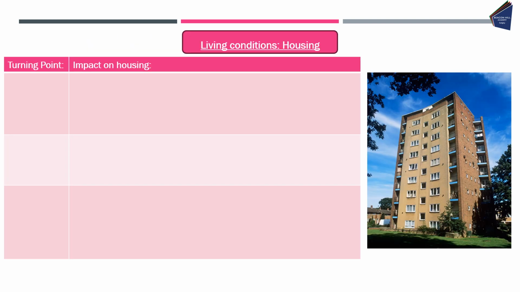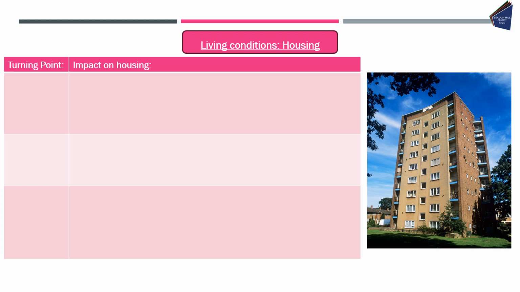So for the previous time periods that we've looked at, living conditions would have included housing, food, water and waste. Because we're in the modern period and water and waste had pretty much been sorted for the vast majority of the population towards the end of the industrial period, within a modern question on living conditions, you would tend to focus just on housing and food. So we're going to start with housing, and there are three main turning points that you need to know about throughout the modern period, and you would need to know the impact that they had on housing.